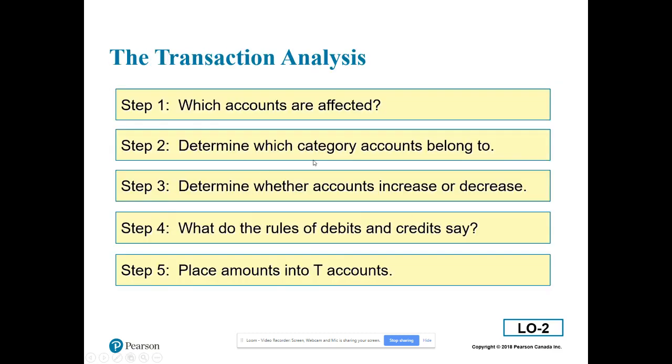What categories do they belong to? Well, the cash category is an asset. The equipment is something that I own, so that's an asset. And the accounts payable is going to be something that I owe, that's a liability.